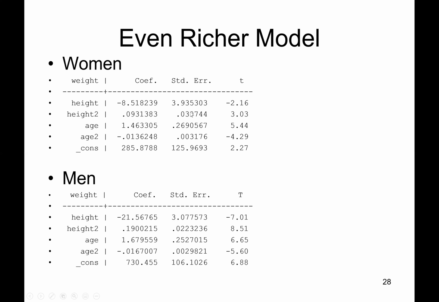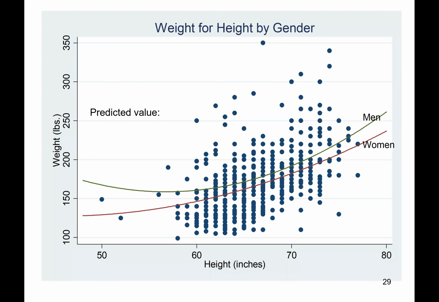And you can tell here that these are actually quite different. You've got these coefficients of negative 8.51 and then 0.09. And then this is negative 21 and then 0.19. So we can tell with some certainty that the relationship between height and weight is going to differ by gender. I'm going to pause for just a second here.